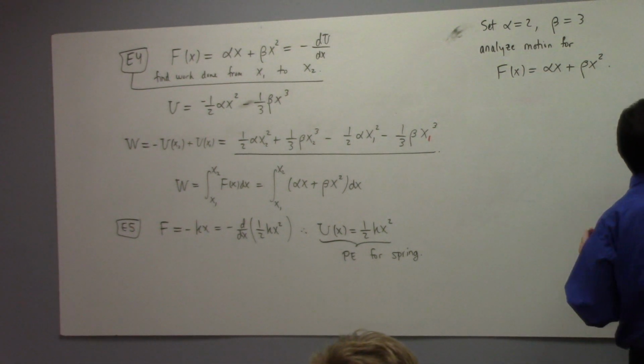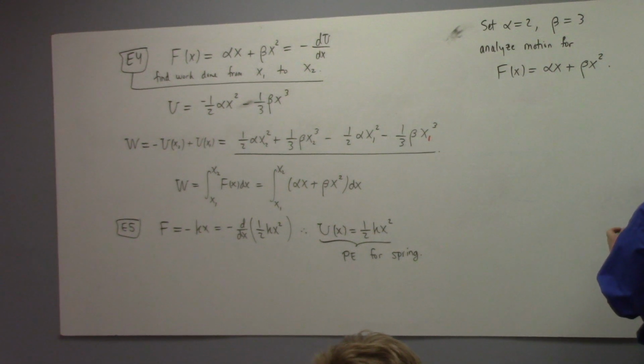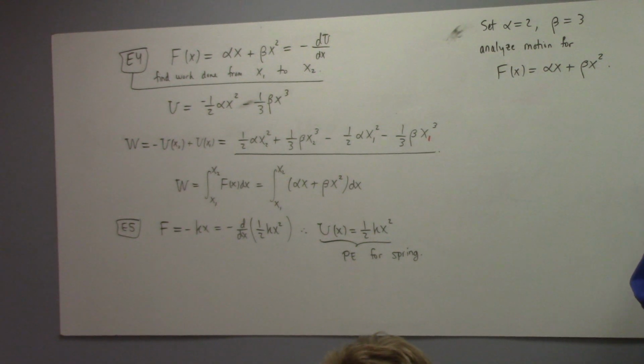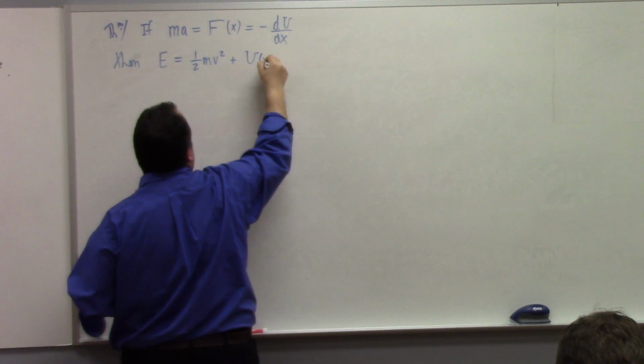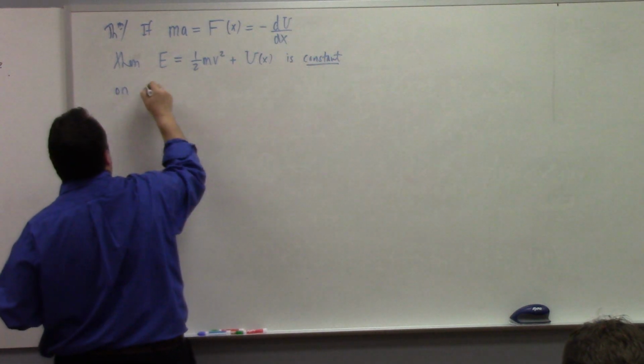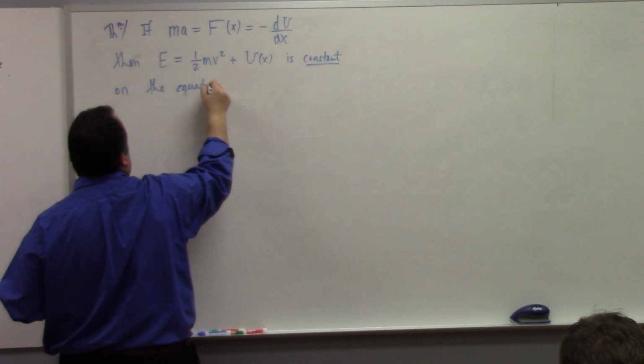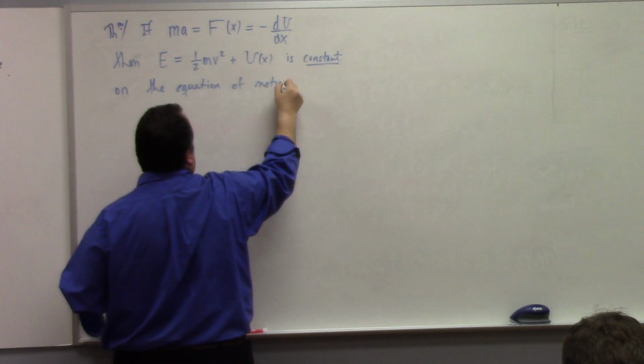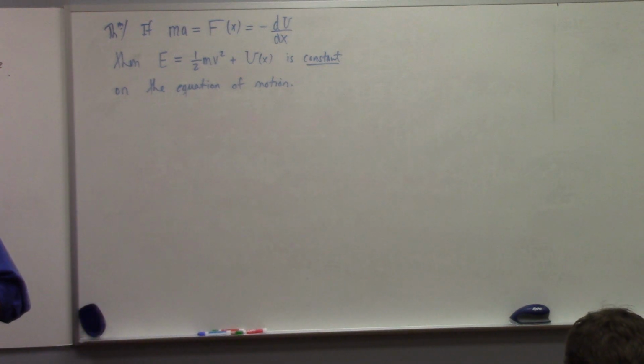So I need to just mention a general theorem, which is this: if the mass times the acceleration is equal to a force which is just a function of x, in fact minus dU/dx, then the energy, which is equal to 1/2 mv squared plus the potential energy U of x, is constant on the equation of motion. In other words, energy is conserved in one dimension.